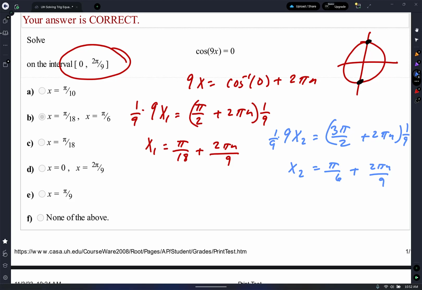Did everyone see how I got the pi over 6? Okay, just in case you don't want to say, here's what I did.